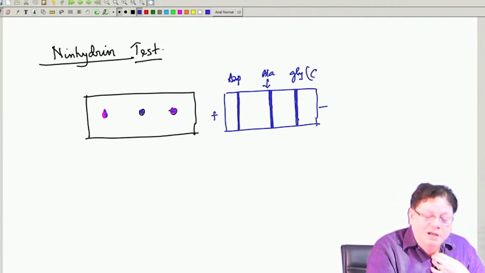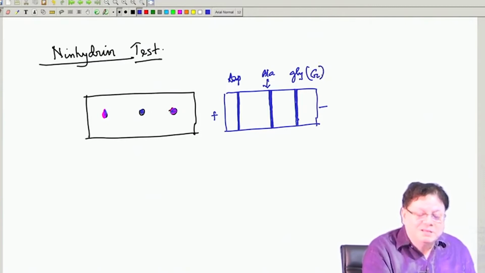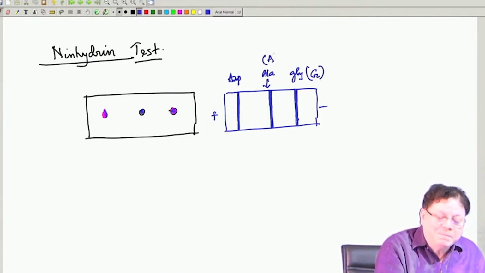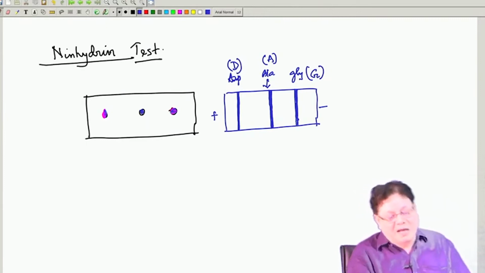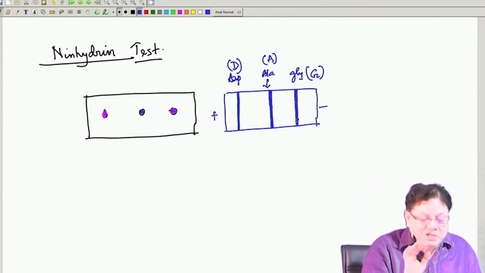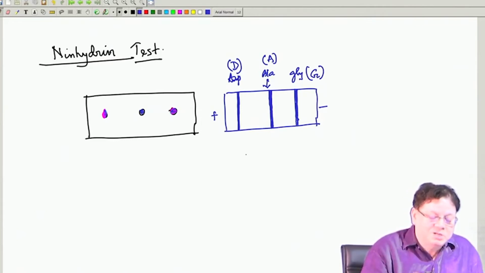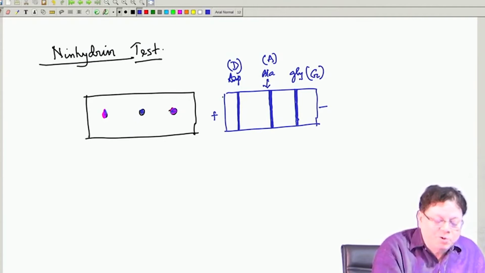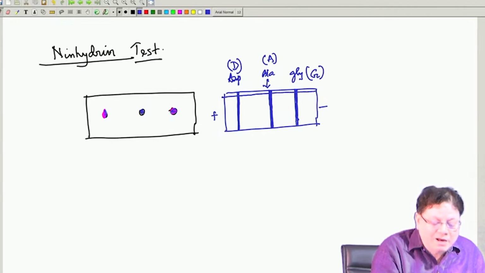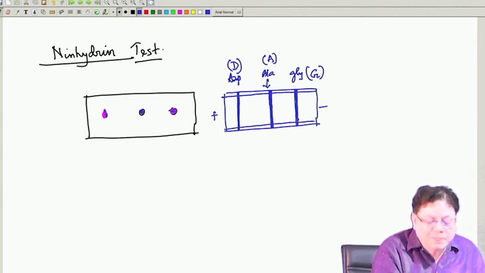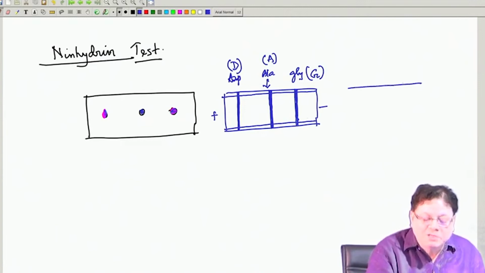Remember, if you take the single letter symbol, glycine is G, alanine is A, aspartic acid is D. So, DAG. Now, in order to isolate back the amino acids, the best way is you cut a small strip from this end, and you cut a small strip from this end. So, now I have 2 strips from these 2 ends.